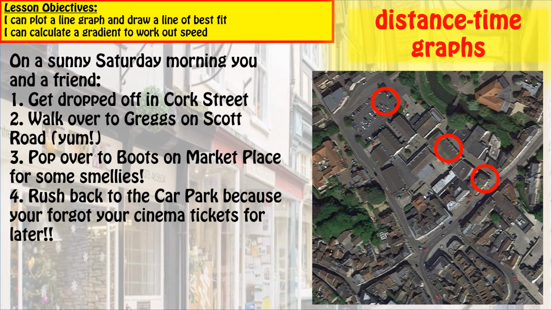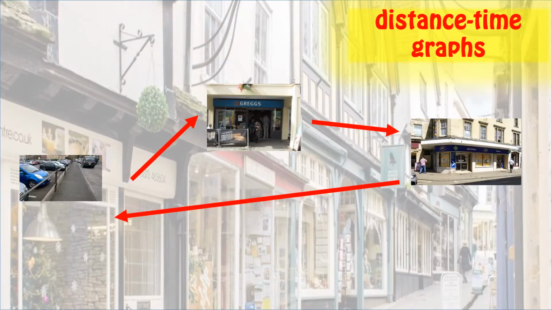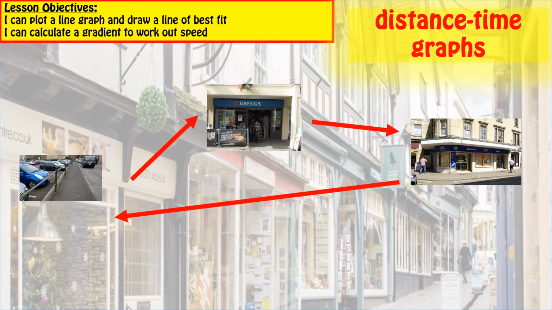And then, oh dear, you've forgotten your cinema tickets and you have to rush all the way back to the car park to go and get them from your mum or your dad or your uncle or auntie or grandparents, whoever's dropped you off. So this is one way that we can visualise that journey. We've got a picture of the car park on the left, then an arrow to Greggs, an arrow to Boots, and then another arrow going all the way back to the car park. But that's not going to help us in answering our objectives today.